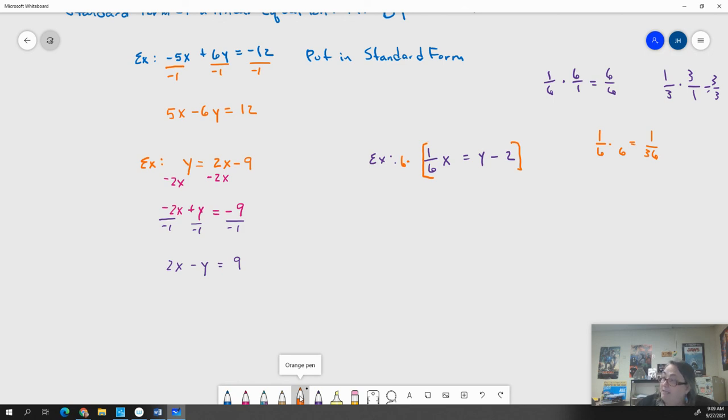So when I multiply this times 1/6, I'm just left with x equals 6y minus 6 times negative 2 is negative 12. I almost forgot to write the y there. And so we got rid of that denominator. The only thing left we would have to do on this is to move the y to the other side, right? So I'm going to subtract 6y from both sides. And I'm going to write this as x minus 6y equals negative 12.